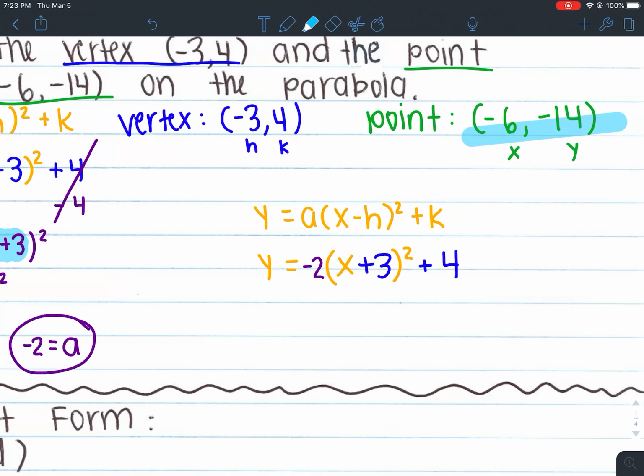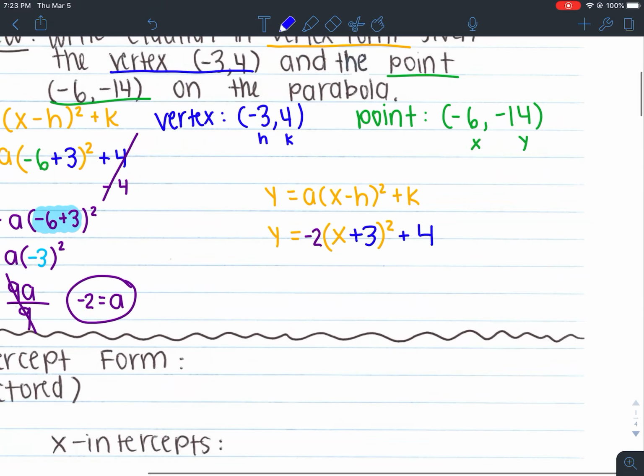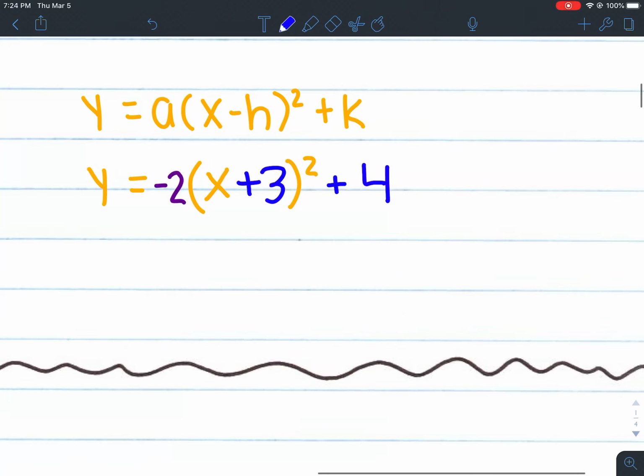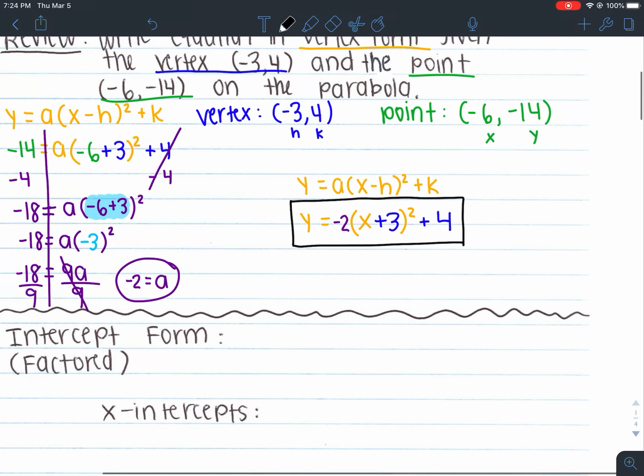So notice I don't use the point in my final answer. The point is just there to help me solve my problem, which is I don't have a. That's the problem I had. But once I have solved my problem, which is finding a, then I don't need that point anymore. So let's test and see if this equation actually gives us a vertex of -3, 4, and it goes to the point -6, -14.